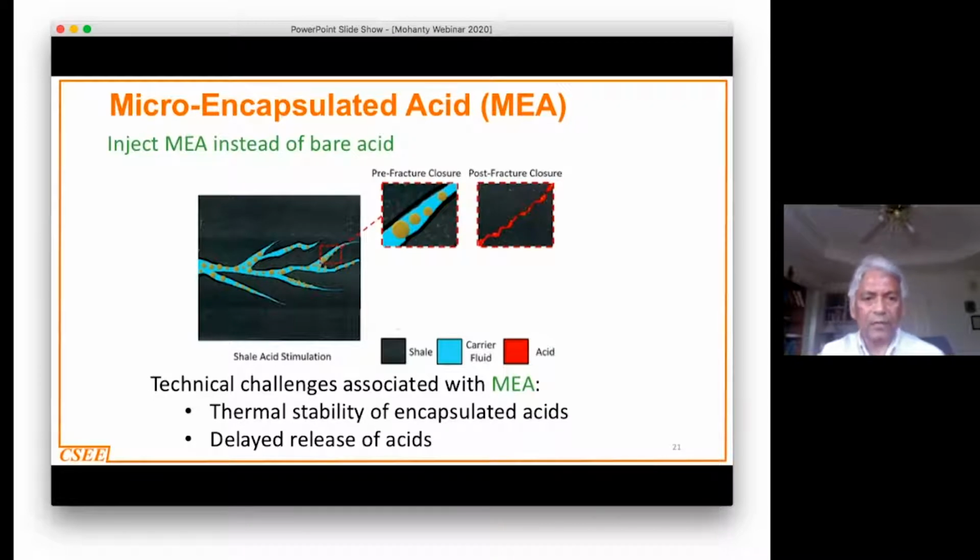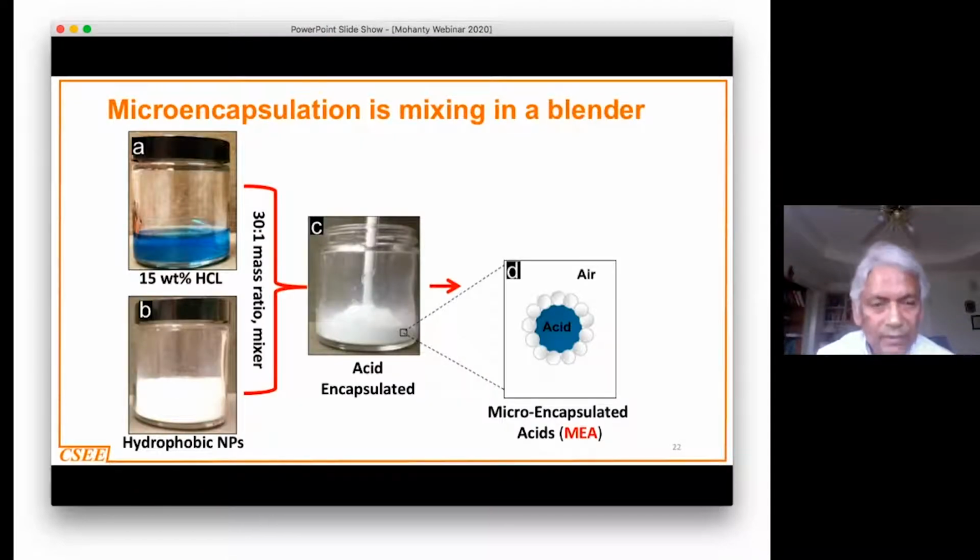So what we need to check out is that these encapsulated acids have good thermal stability, and they do release after when you break these particles. The way we do these experiments, we take these acids, which may be 15% HCl, and we take these hydrophobic nanoparticles and mix it in a blender. That's all we do. And what that gives us is these particles, encapsulated MEA. Okay, you can see it's like particles and it builds up. Okay, these things can be dispersed in water or in diesel or whatever you want to, and you can inject that.